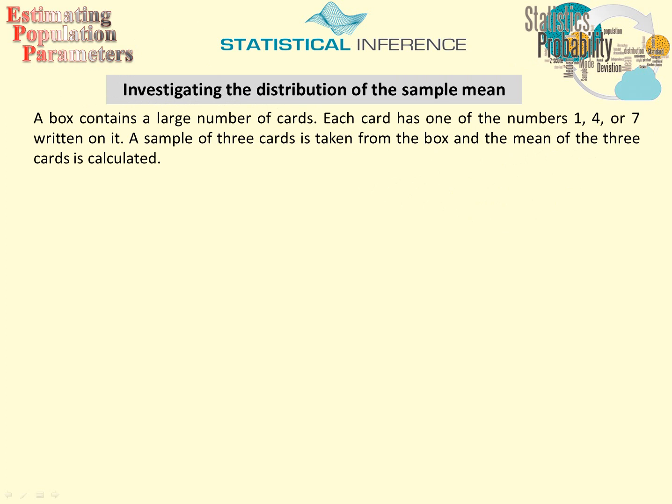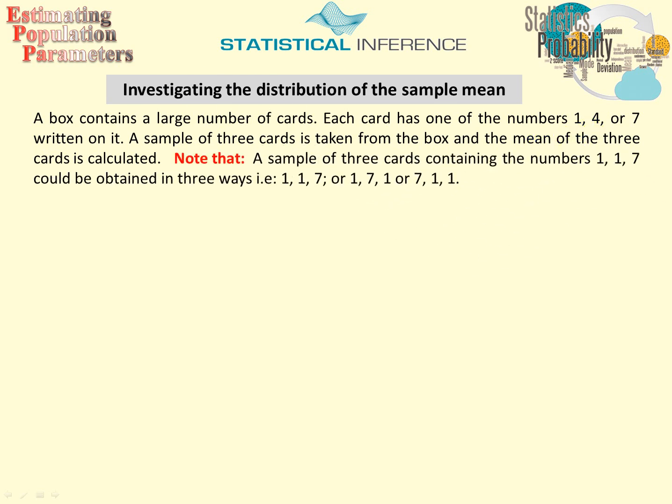A box contains a large number of cards. Each card has one of the numbers 1, 4, 7 written on it. A sample of 3 cards is taken from the box and the mean of the 3 cards is calculated. Now note that to get a mean of 1, we could only choose 1, 1, 1, and there's only one way to do it. But if you wanted to get a mean of 4, which is what this is, we could choose 1, 4, 7. So we do 1, 4, 7, 4, 1, 7, 7, 4, 1, etc.